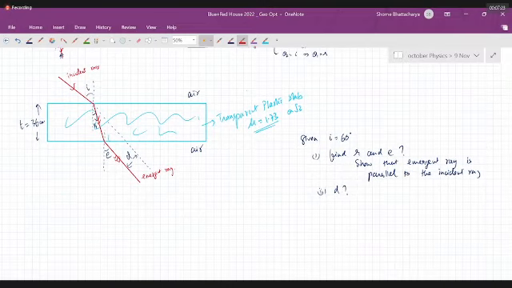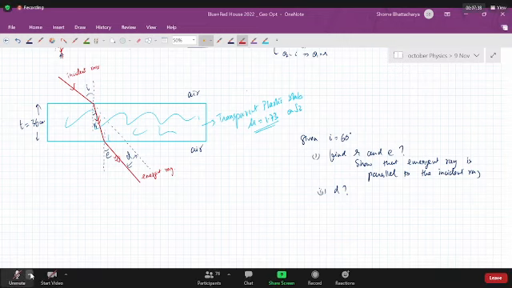Yes, Aman, your answer is correct for R as well as the angle of emergence. 12 root 3. Yes, seems correct. The final answer also seems correct. I'll have to just verify that one.